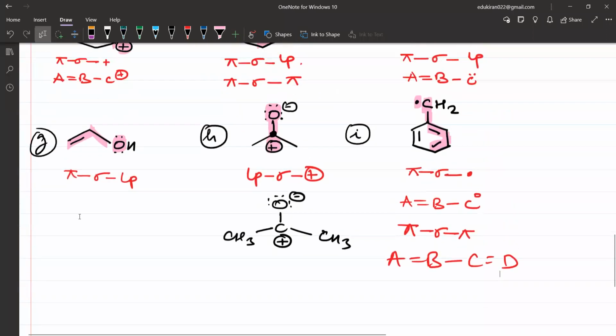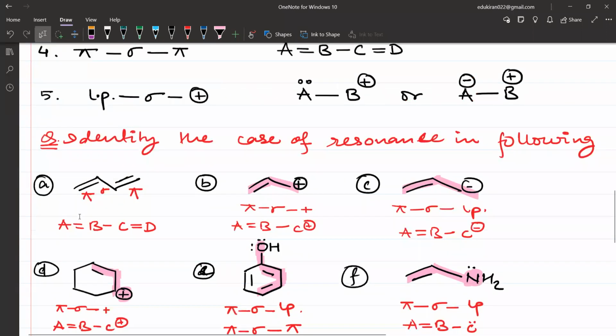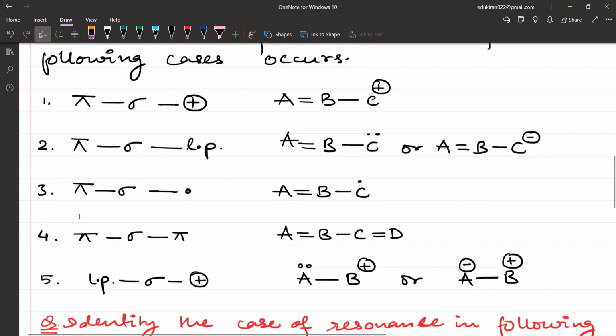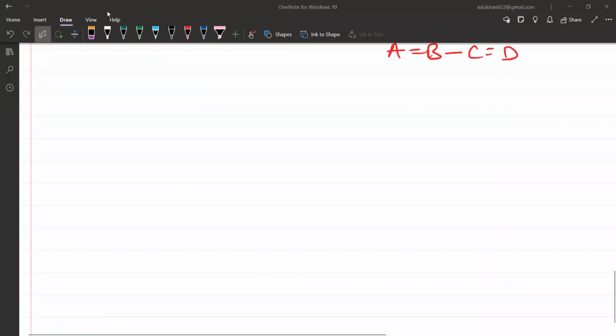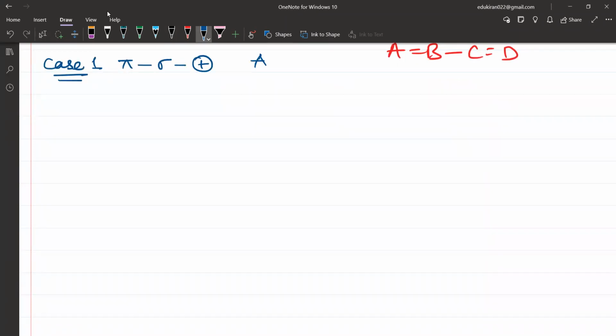What was the first case we had? It was pi sigma positive, right? So look at case one on how to move the electrons. Pi sigma positive: A double bond B, single bond C, with a positive charge on C. For this we have done one example.